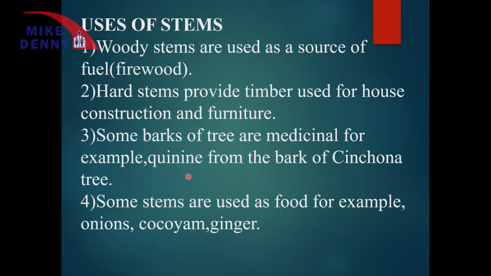Some barks of trees are medicinal. For example, quinine is obtained from the bark of the cinchona tree. Some stems are used as food. Example, onions, cocoyams, ginger. Most of those underground stems are used as food. These are uses to man.